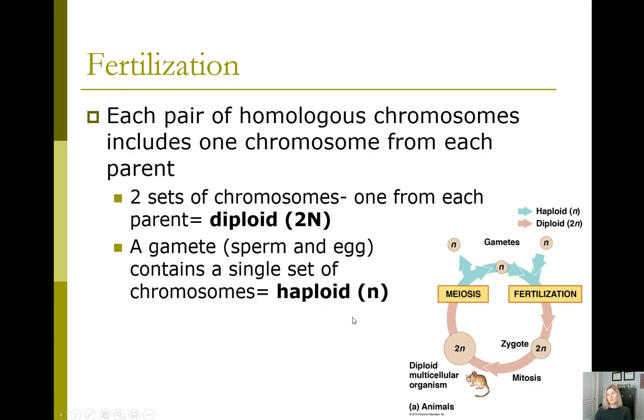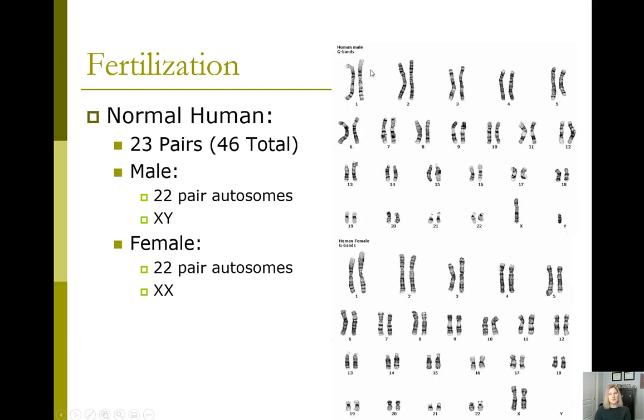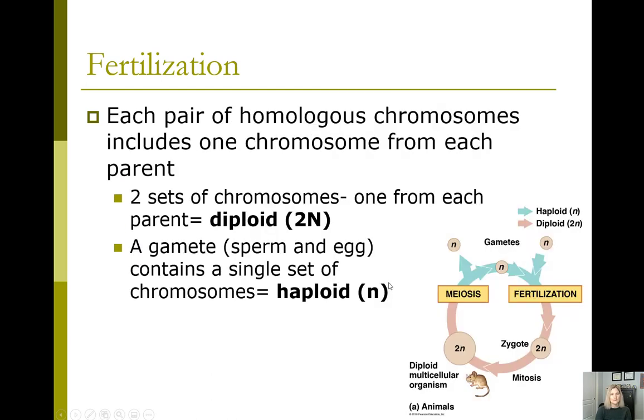So the sperm and eggs are haploid. They only have 1 set of chromosomes in there. So they only have a single copy of chromosome 1. They only have a single copy of chromosome 2. Whereas diploid, you got two copies. You got one from mom, one from dad. So haploid, think half as much, 1 single set of chromosomes, and diploid, 2 sets of chromosomes.